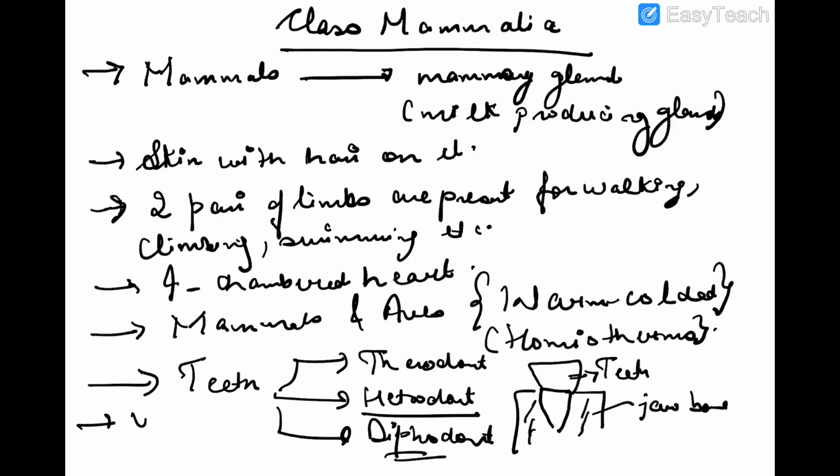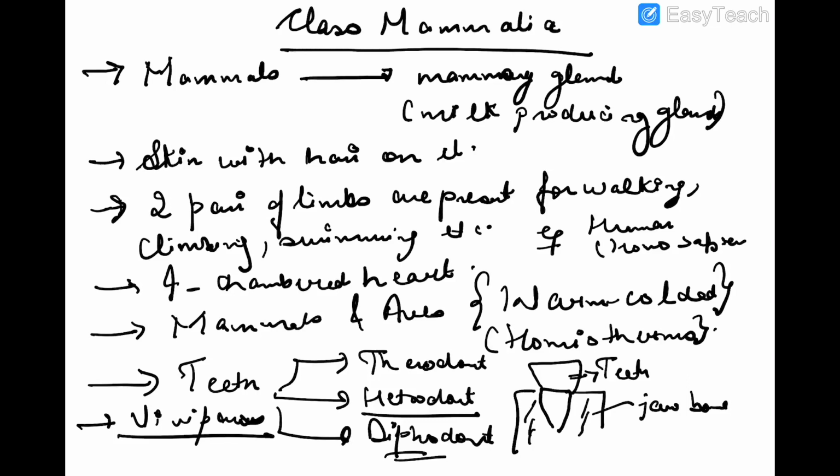Mammals are viviparous, like human beings, which means they give birth to young ones. Examples of mammals are humans, which are Homo sapiens, kangaroo, and many others.